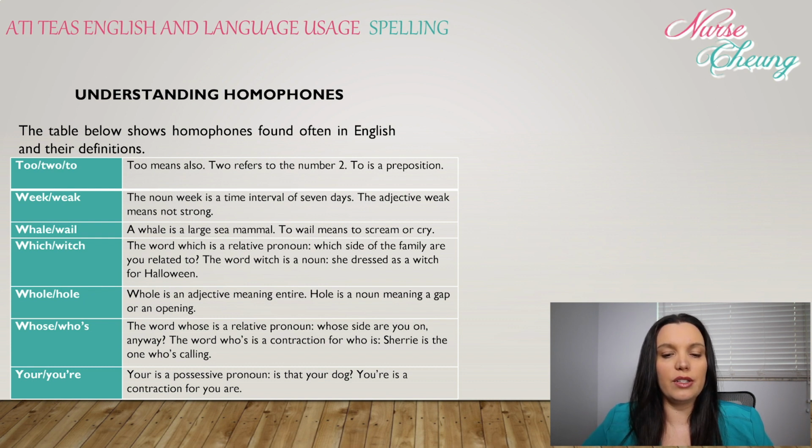Whose and who's. The word whose is a relative pronoun. Whose side are you on anyway? The word who's is a contraction of who is. Sherry is the one who's calling. Lastly, your and you're. Your is a possessive pronoun. Is that your dog? You're is a contraction for you are.